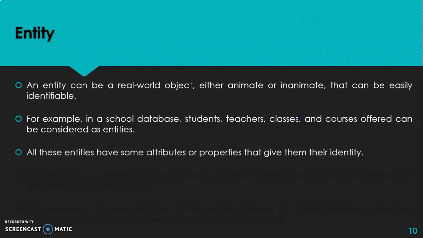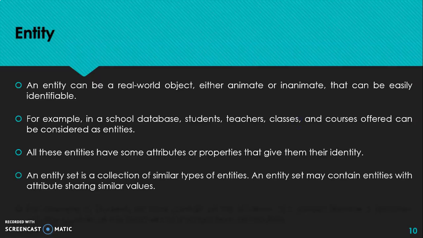All these entities have some attributes or properties that give them their identity. Students and teachers will have a name, address, and contact number, but to identify a student we have, say, a roll number. Then for a class we have its structure, such as the sitting arrangement. For a course, we have how many subjects and how many marks it is offered.